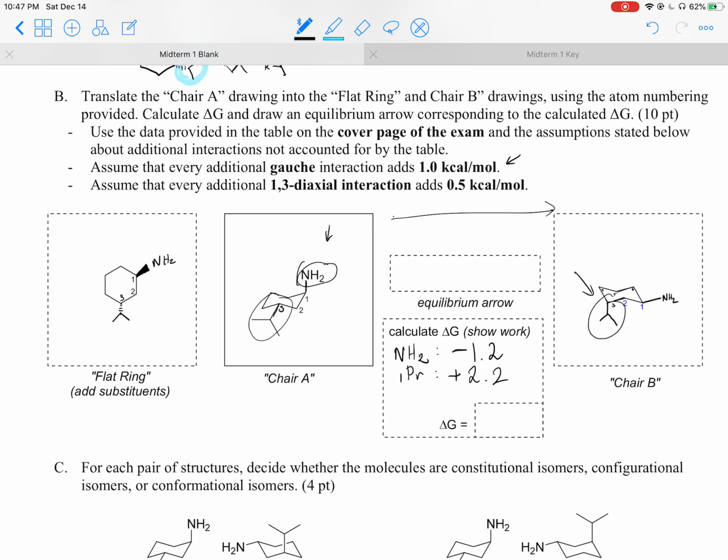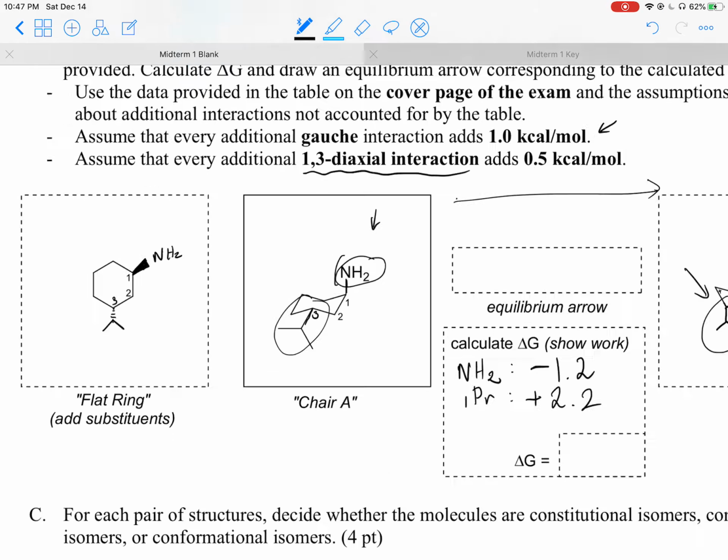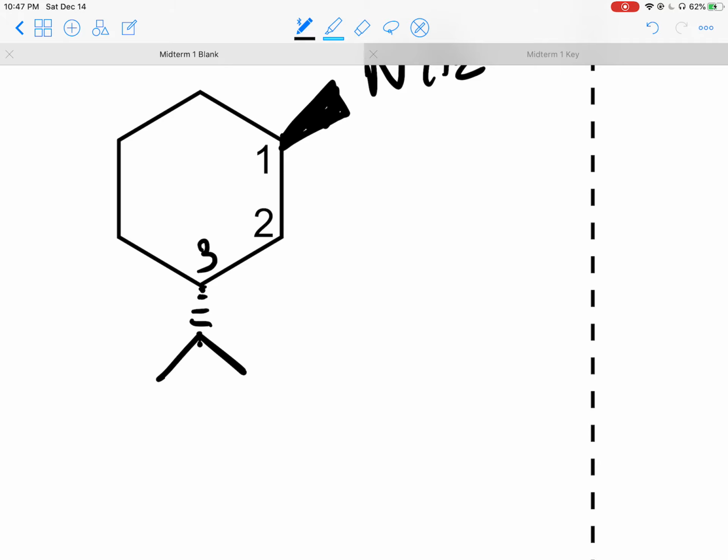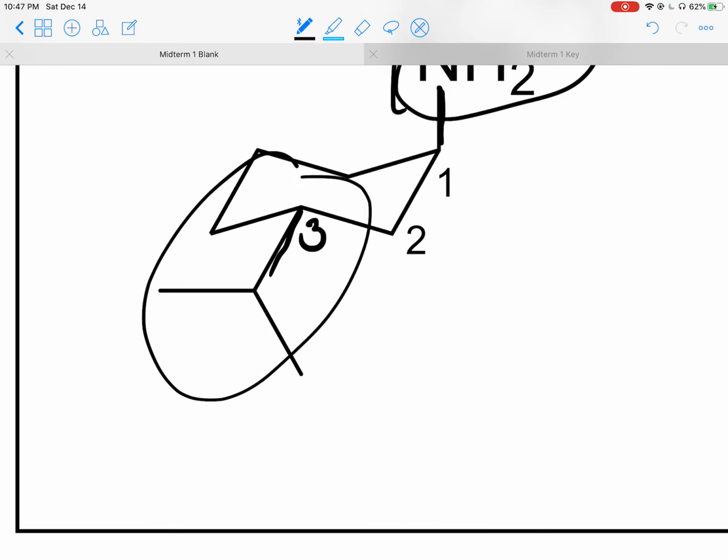And then it says, assume that every additional 1,3 diaxial interaction, sorry, assume that every additional one adds 0.5 kilocalories per mole. So let's pick apart what this says. It says 1,3 diaxial interaction. So that would be if 1 and 3 both were axial.